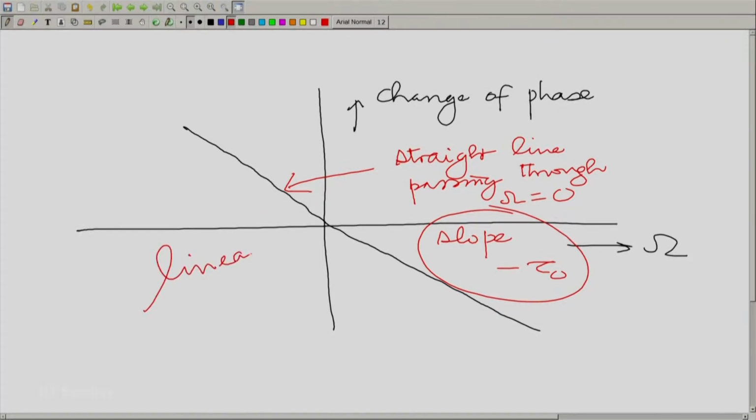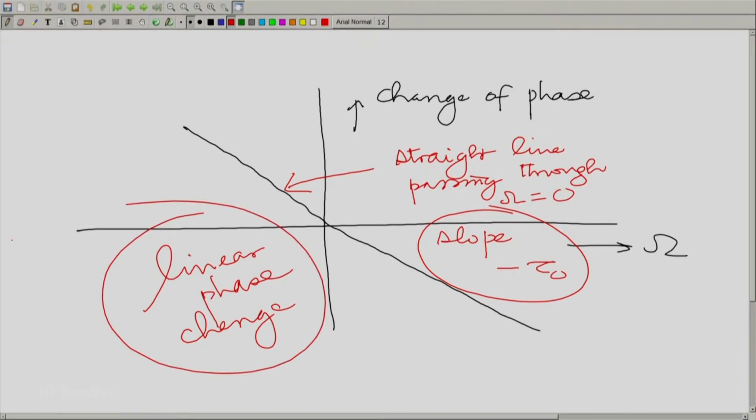Now, this is what is called linear phase or linear phase change. This is very interesting. So, when the change of phase as a function of frequency is linear in frequency, the implication is that the signal is shifted. Now, let us understand this change of phase being linear, what is the physical meaning of the same? Let us take a single sine wave and let us see what happens when we shift at all frequencies by the same tau naught. Let us take one sine wave first.